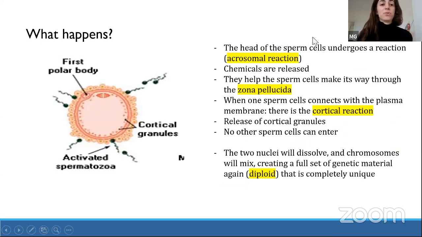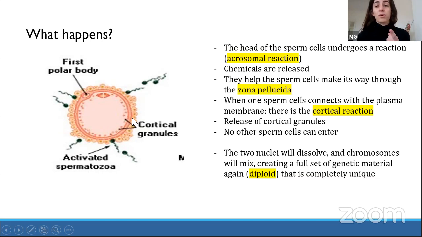So what happens during fertilization? There are lots of sperms trying to get in the oocytes, and the head of the sperm is going to undergo a reaction, which is called the acrosomal reaction, which I'm going to talk more about in the next slide, so don't worry. You can see over here that little sperm are crowding around the oocyte. When the acrosomal reaction occurs, some chemicals are released, and they help the sperm make its way through the zona pellucida, which is this area around the oocyte.